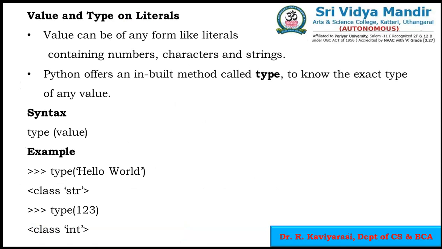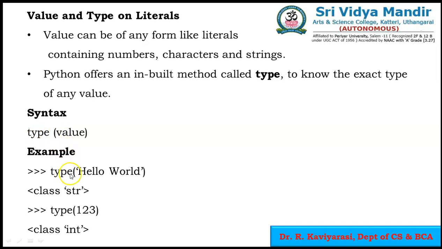Let me see how to give the value and type on literals. Value is nothing but any information that is given for literals, such as a number, a character or any string. To find the type of the value, we use the built-in type method in Python. The syntax for using the type method is we have to provide the type method, following that, we have to provide the value.